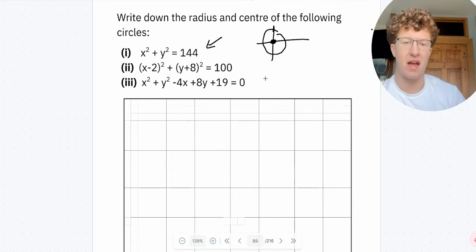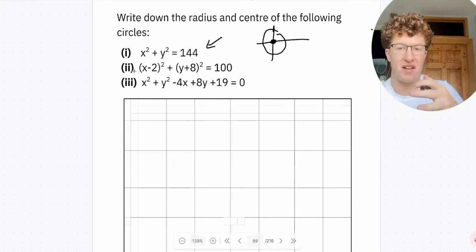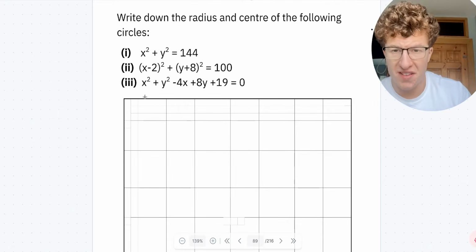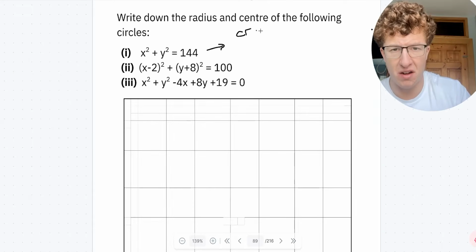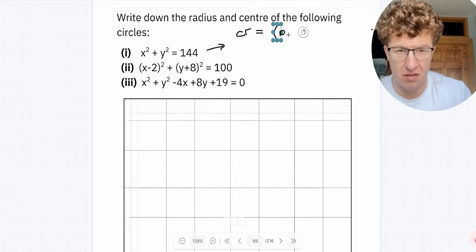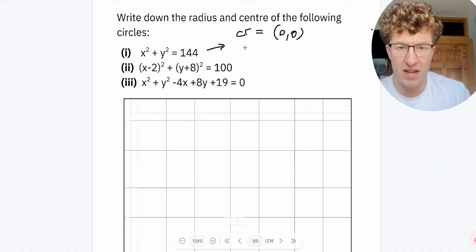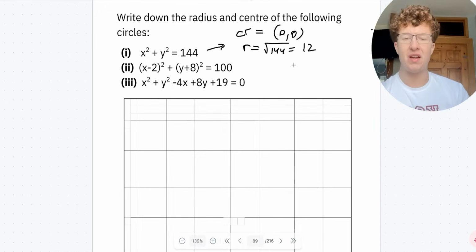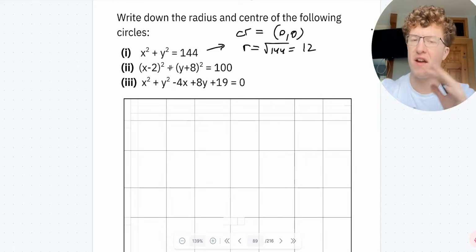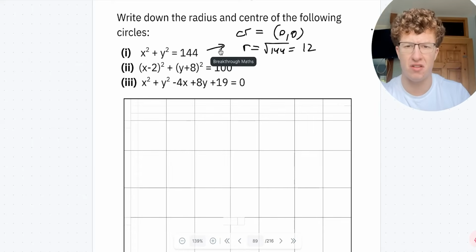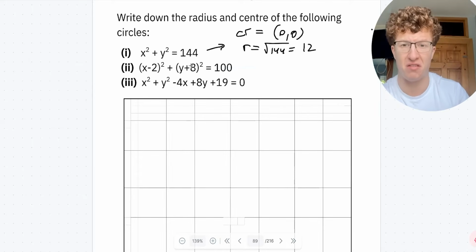The center is here at the origin because we have nothing minusing from either side, like in part 2, we'll say. So the center of part 1, I'll draw it here. The center, I'll call it CR because C is a different thing in circles. CR, the center is going to be 0, 0. And the radius is just going to be the square root of 144, which is 12. So that's the first one done already. That's a very basic case. If you have an equation that looks like this, the center is just 0, 0, and the radius is just the square root of this fella.